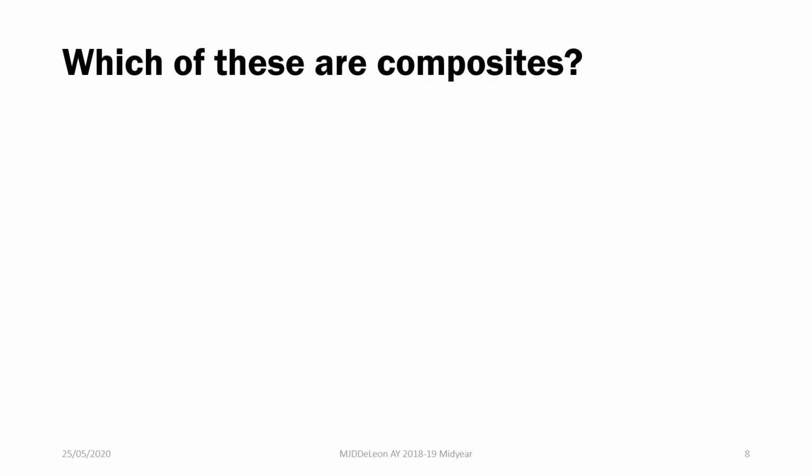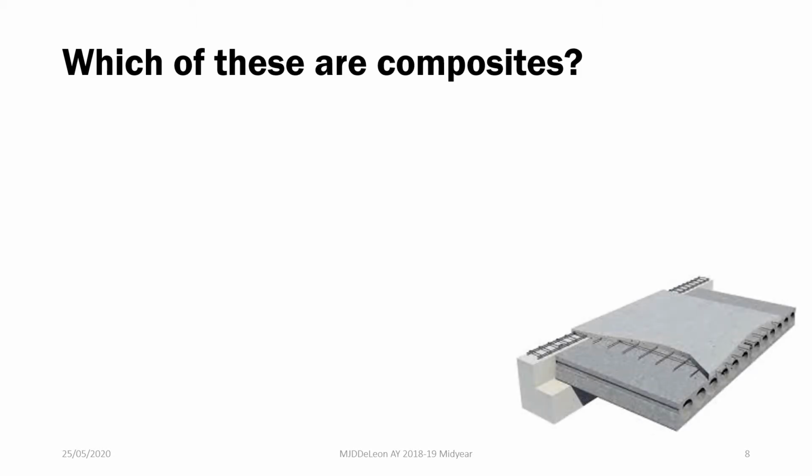So now let's test your understanding of composites. I'll be showing different materials on the screen and you decide whether they are composites or not. First, we have reinforced concrete. So alam natin that reinforced concrete from the previous slide, this is a correct. It's a composite.